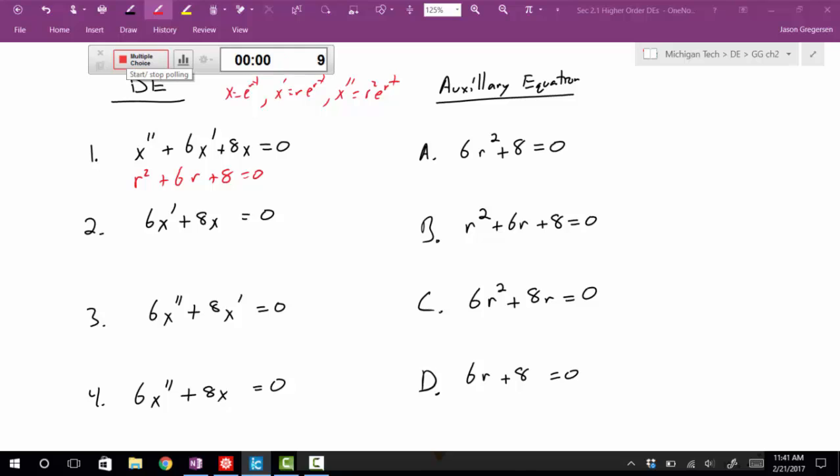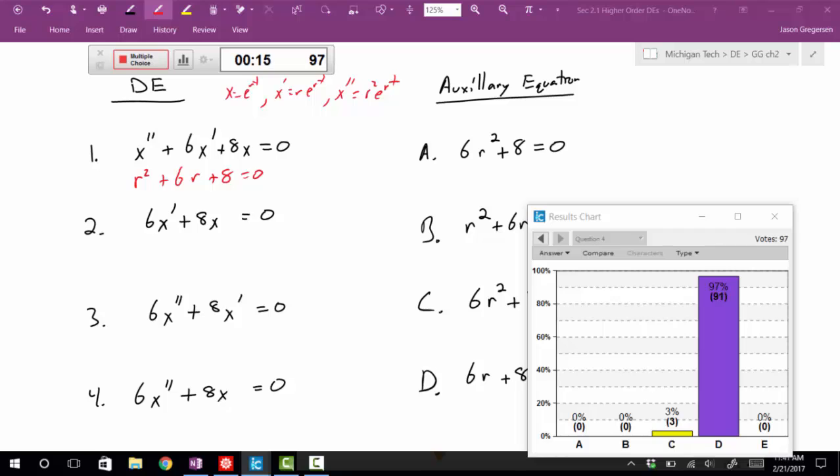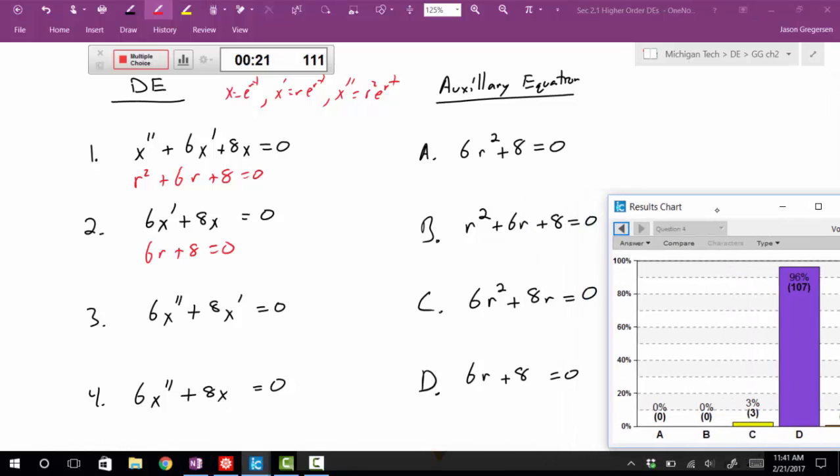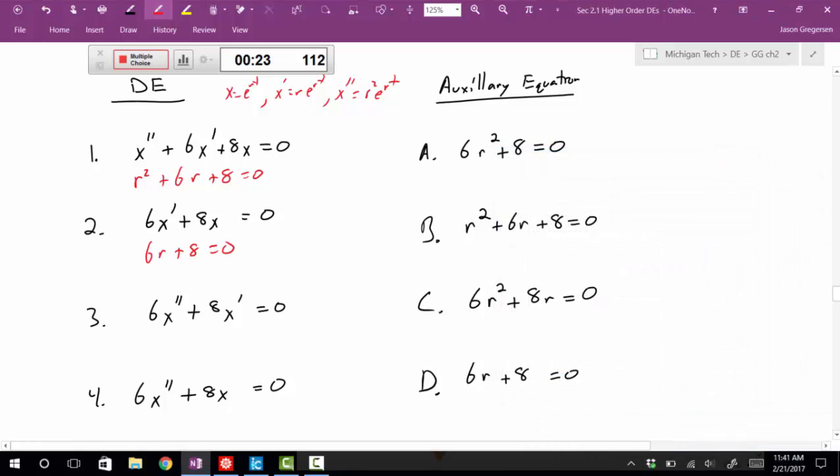Next one. Once again, pretty confident with D. We look at this guy as 6r plus 8 equals 0. Sure enough, that is D. Doesn't have to be a second order or higher. First order will be fine as well.